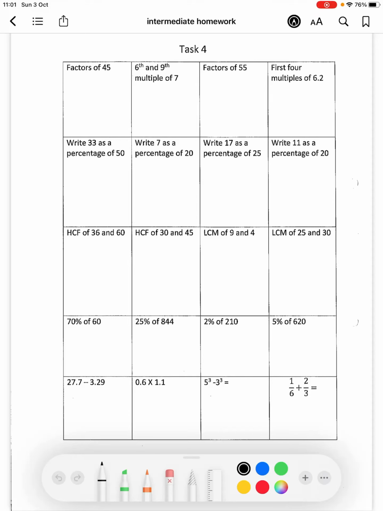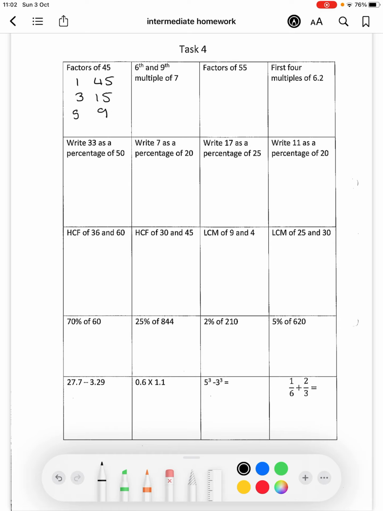Okay, so I'm going through the homework booklet for the intermediate. This is going through task 4 and 5. So the first question is find the factors of 45. So I like to write these in pairs. So you want pairs of numbers that multiply to make 45. So we've got 1 and 45, 3 and 15, and 5 and 9.